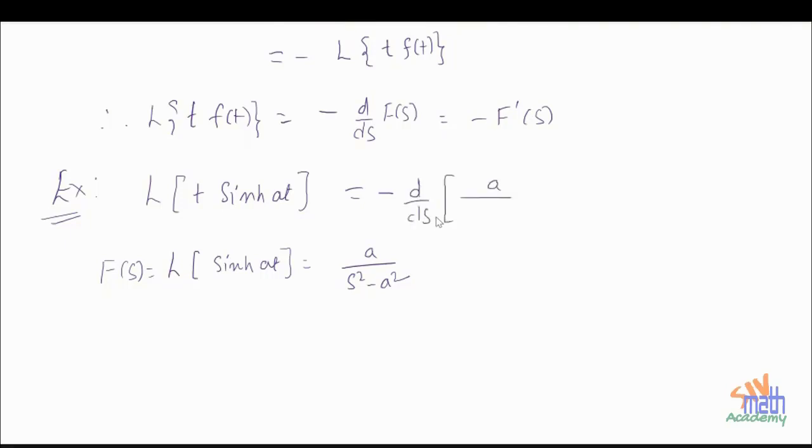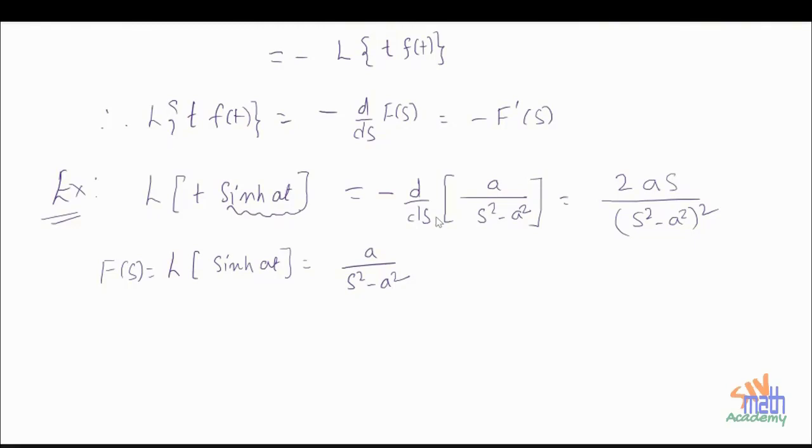F of s is what? A by s square plus a square. It will be minus into minus, 2 a s upon s square plus a square the whole square. Right? Check it. That is the answer. That's all. That simple is this. So whenever you are asked this kind of problems, first find out this quantity.